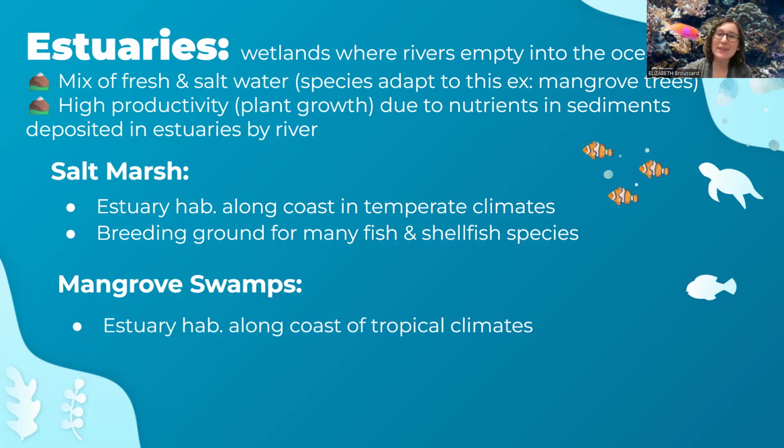Anyways, these are going to be across our tropical regions, so a little bit warmer compared to our salt marshes, which are more temperate, so a little bit higher latitudes. Mangrove swamps are going to be a little bit warmer there.